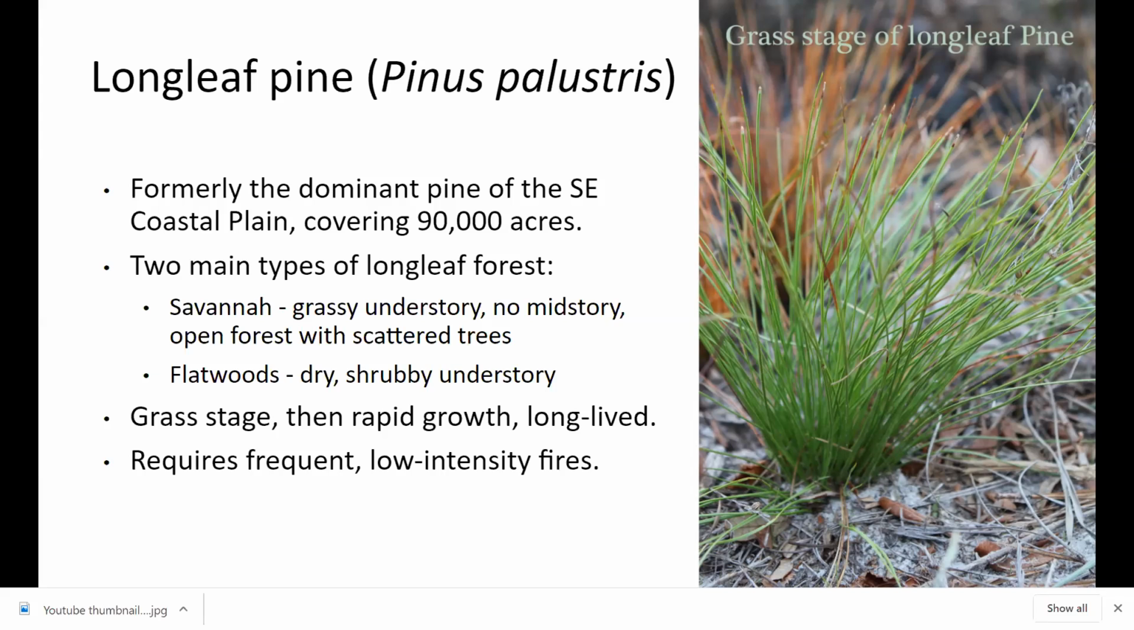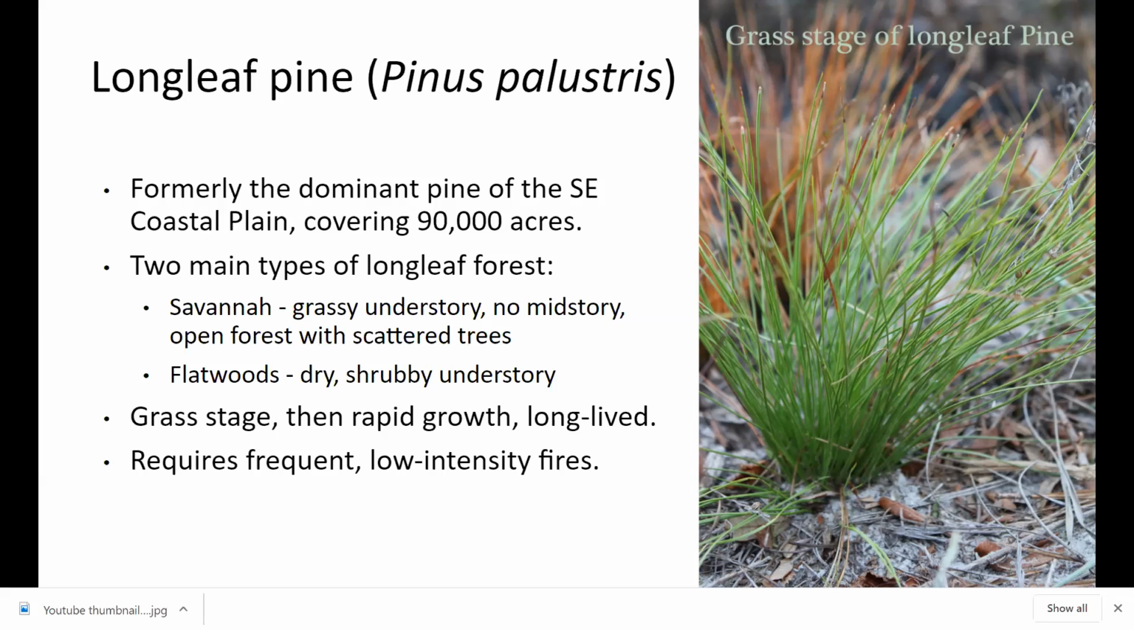On the other hand, the flatwoods are much drier sites. They do have a shrubby understory. So these are often the longleaf sites that you'll see in the sand hills, where there's a shrubby understory that has a lot of oaks, a lot of species in the Ericaceae family.